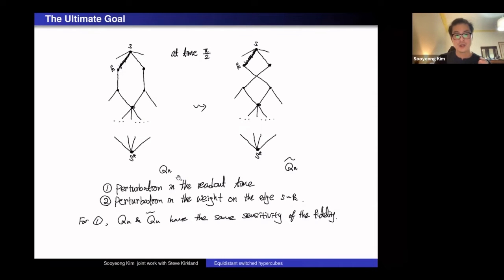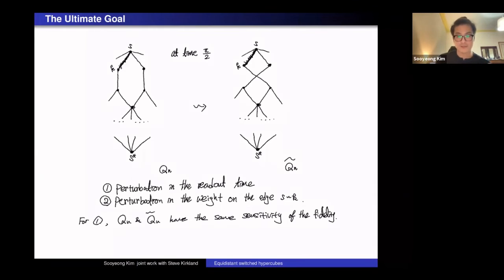So I'm going to show that later. Here, now we are going to perform the sensitivity analysis on these two graphs with respect to the readout time and the edge weight on a particular edge, especially S and K here. As a result, about the readout time, they have the same sensitivity, and this is proved. And regarding the edge weight, it's not proved yet.